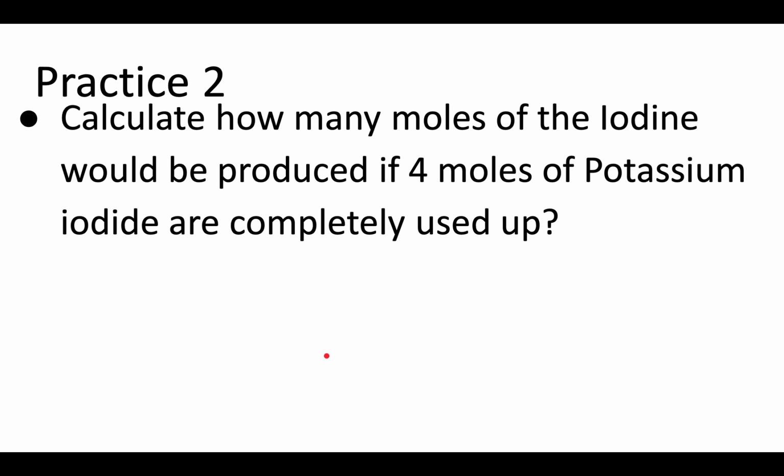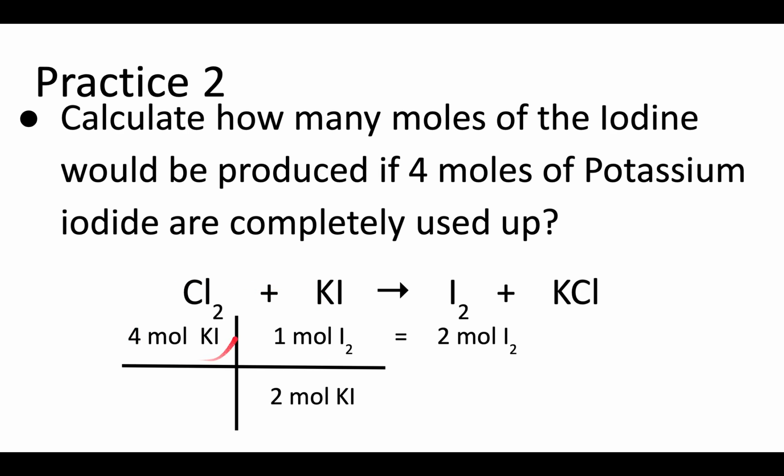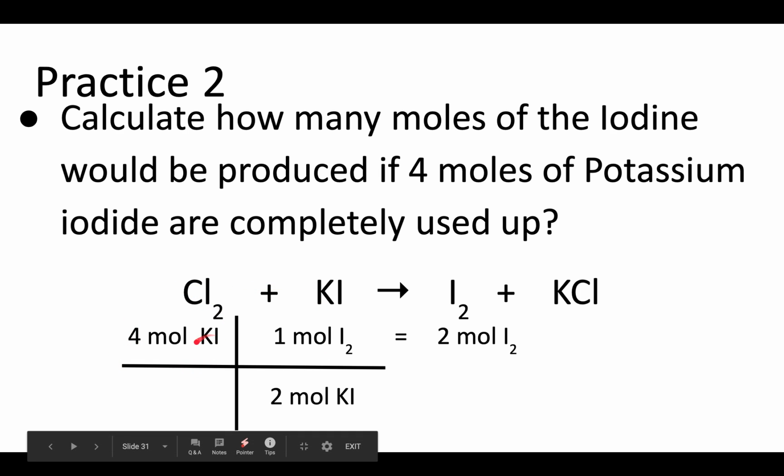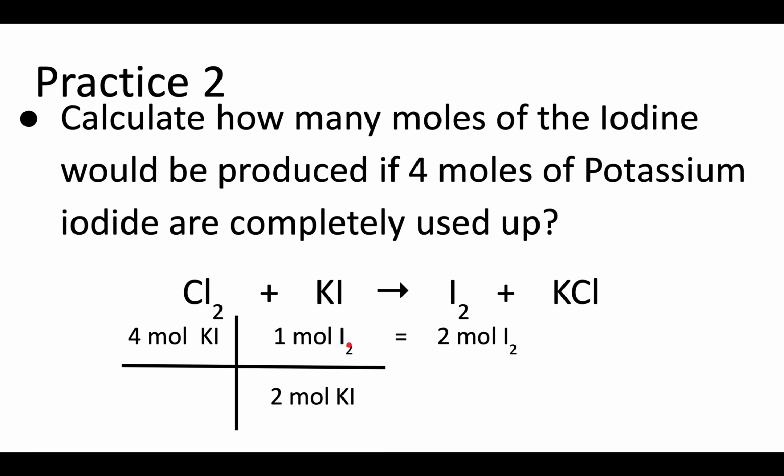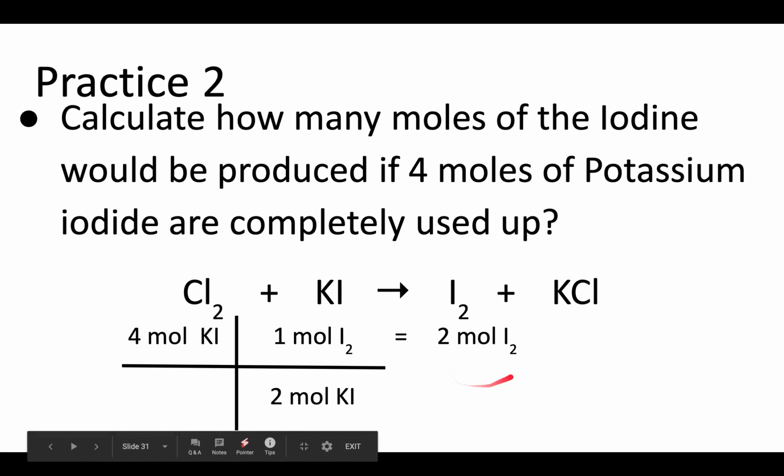So for this problem, again, we are always going to start with what we're given. So 4 moles of potassium iodide. Don't forget to write the KI here. Using that balanced equation, we're going to use this mole ratio. So for every 2 moles of KI, there should be 1 mole of iodine. And then we just multiply across the top, divide by the bottom, and we have 2 moles of iodine. Don't forget this mole and this mole here would cancel.